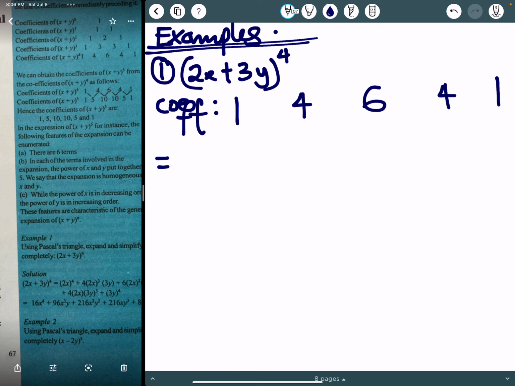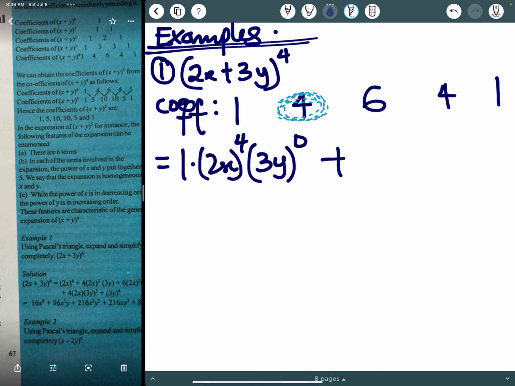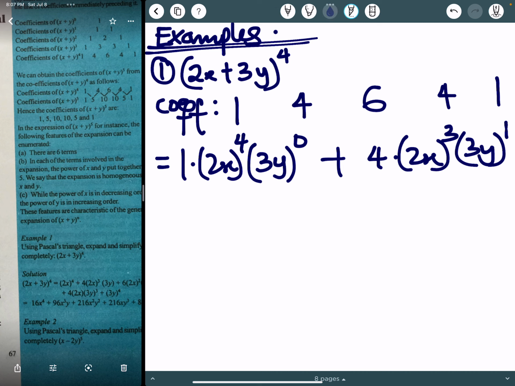Then the answer to the expansion will now be 1, I'll write my first coefficient down, times 2x raised to power n. That's 1 times 2x raised to power 4 times 3y, the second term, raised to power 0, plus I'll take the second coefficient, which is 4. I'll write 4 down times first term raised to power 3 times second term raised to power 1. Notice how I'm starting the power of the first term from 4 and that of the second term from 0. So 2x will be raised to power 4 in this first term, and 3y will be raised to power 0. When I go to the second term, 2x will be raised to power 3, 3y will be raised to power 1.